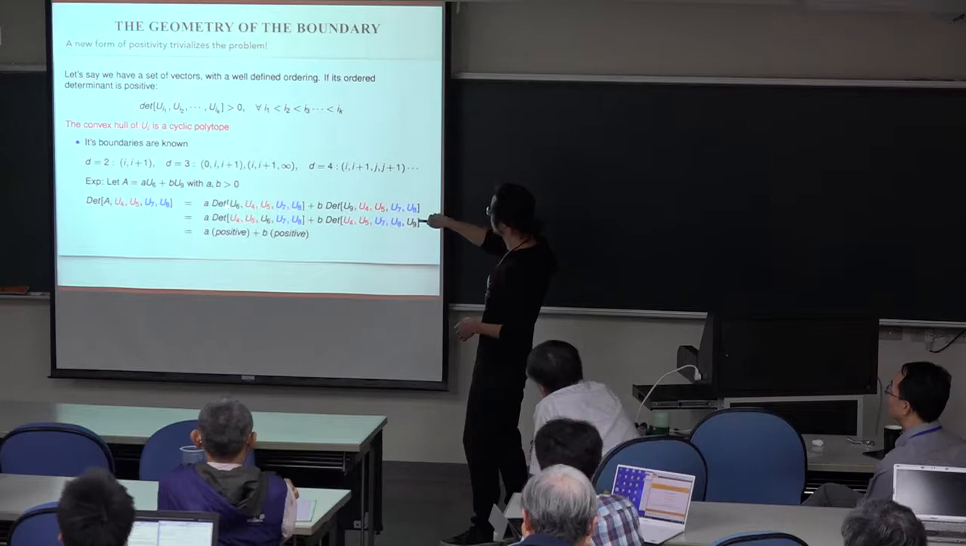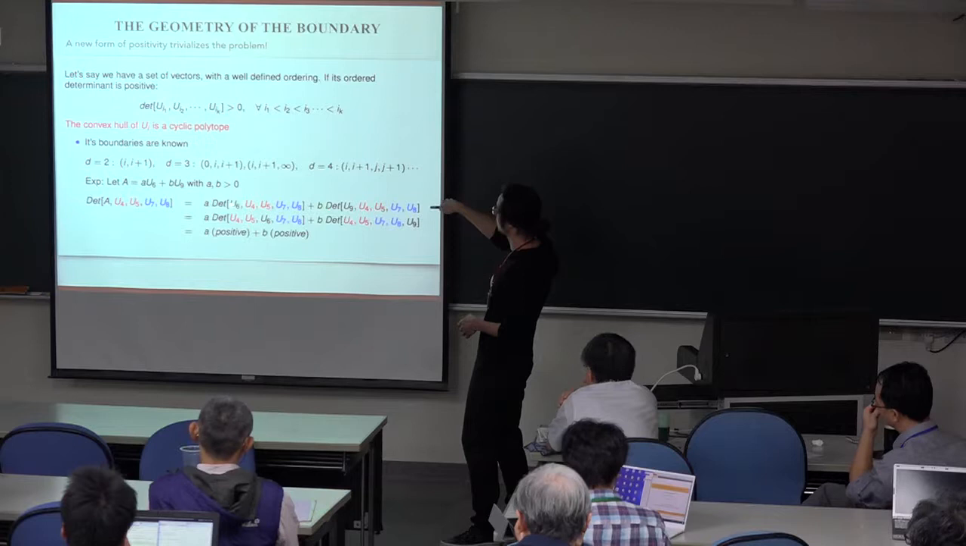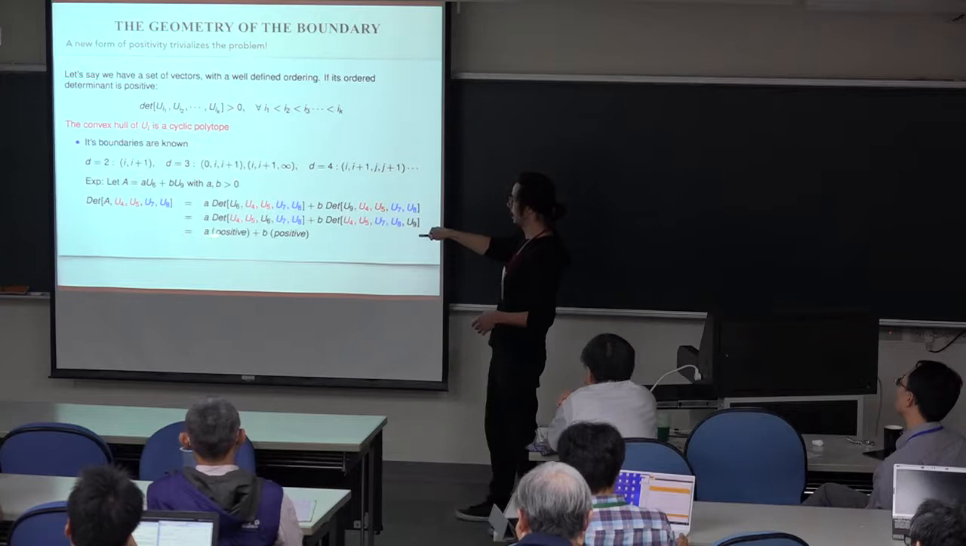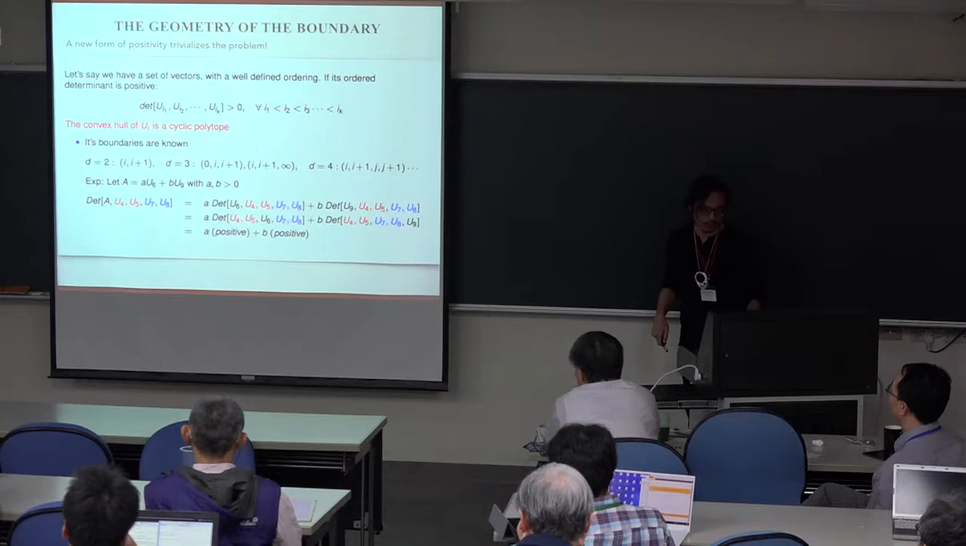This is not ordered, but because these are coming in pairs, you can just jump two and then this becomes ordered. Similarly, you jump four steps and this becomes ordered. Since these are always in pairs, it's always an even number of jumps away from being ordered. So you have A times positive and B times positive, and therefore this thing is definitely positive. That tells you why these are the boundaries. So once you have a convex hull that's a cyclic polytope, you know that that's a boundary.